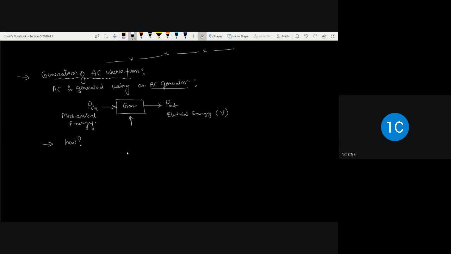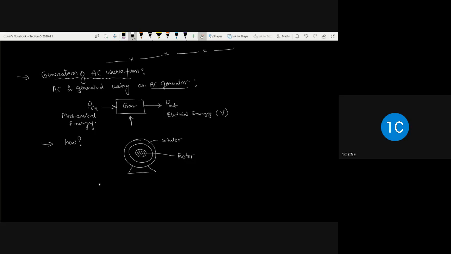Now let us try to open up the generator. So I'll not consider the generator as a black box. I will consider it something like a white box. So this generator basically consists of two major parts: a stationary part called the stator, and a rotating part. This stationary part is kind of fixed. And the rotating part is called the rotor. The inside part is called the rotor.